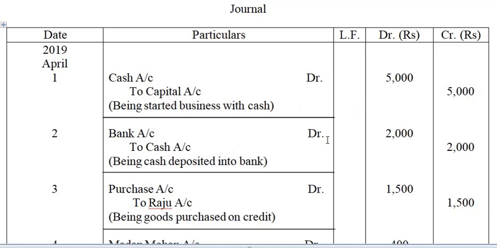Now the next entry, deposit it into bank. Now both these, cash and bank, are real accounts. Oh sorry, I forgot about this narration. After passing a journal entry you have to write the narration also. So you will simply write, being started business with cash.